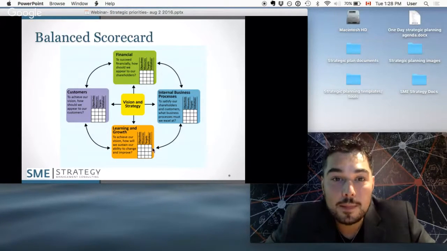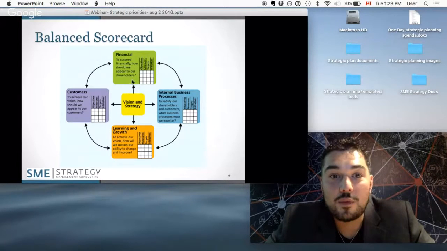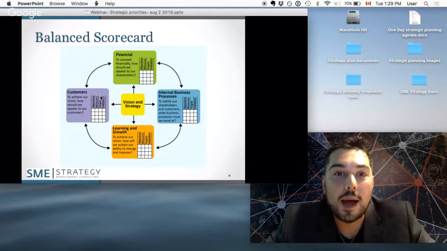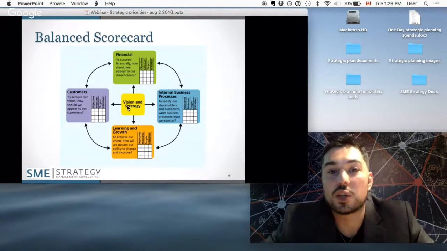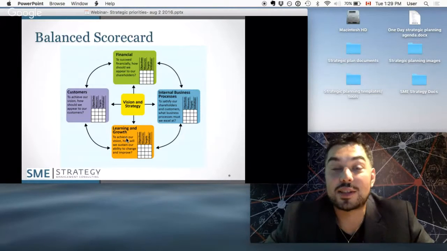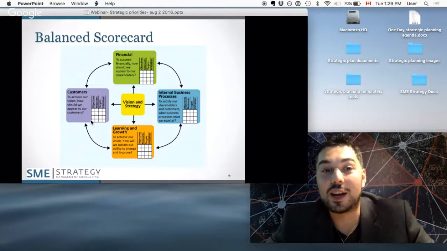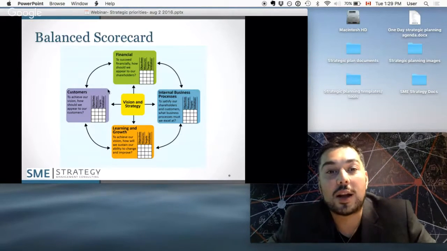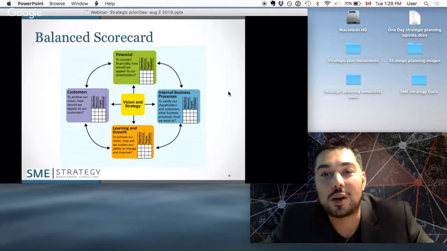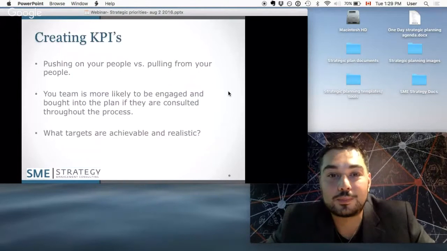Same thing with customers. So financial, you're going to send benefit to your customer. And then it's going to contribute to your learning and growth and contribute to your vision and strategy. Conversely, if you invest in your people, you get more customer training, customers are going to be happier, and then it leads to financial benefit. So everything is connected as part of this planning process.